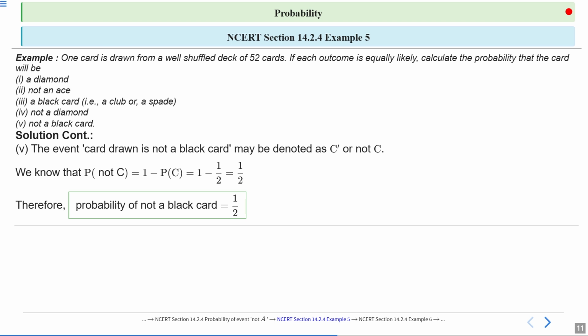So I hope all the probabilities, that the card will be a diamond or not a diamond, or a black card or not a black card, and how we calculated them, are clear to all of you. Simply, we used the classical definition of probability, and we used the probability of not A equal to 1 minus the probability of A. A very simple example. So now let us move to the next example.